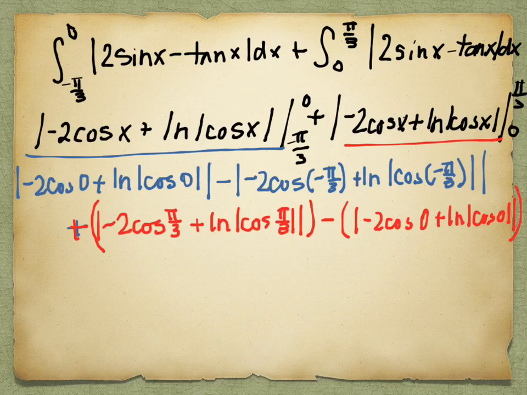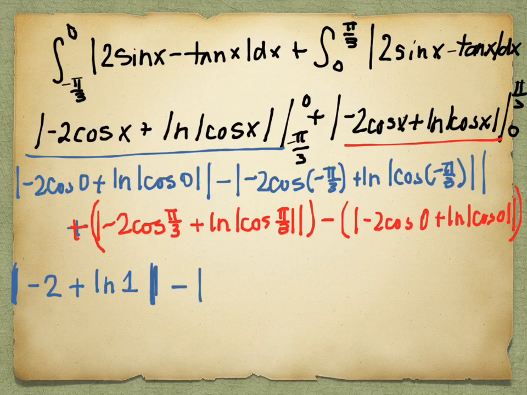What is cosine of 0? It's 1. Cosine of 0 is 1. So to start with, in blue here, I've got negative 2 times 1, so it's negative 2. So this piece right here is negative 2, plus the natural log of 1, which is 0, that's right. So we'll come back to that in a minute. These are my absolute values here, my first set of absolute values.